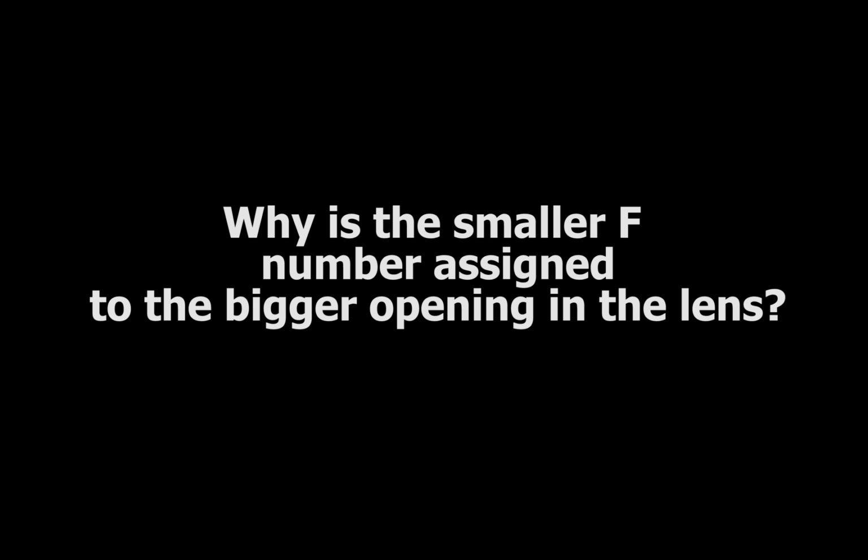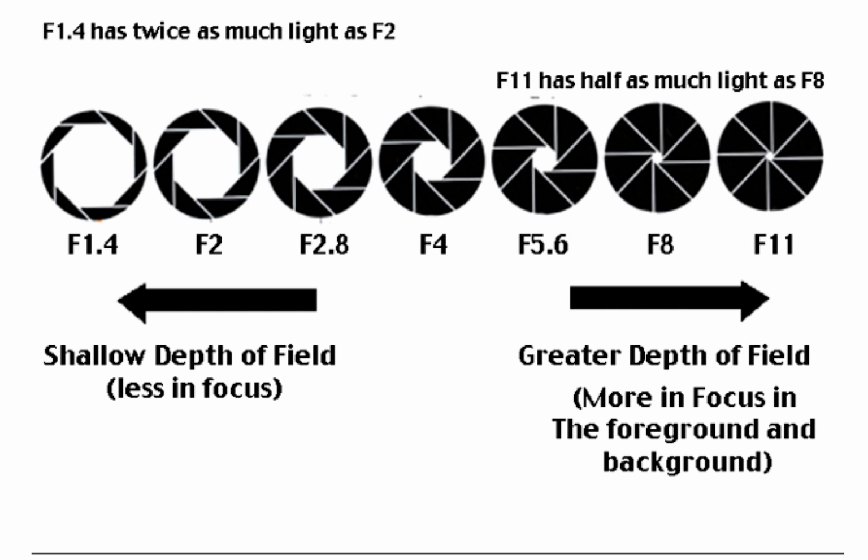Now, if you're wondering, why is the small opening assigned to the bigger number? Shouldn't the bigger opening have a bigger f number? So the thing to remember with aperture and depth of field is that it's a ratio. And you may have picked this up from one of the other videos, but it's a ratio of the focal length of the lens to the size of the opening in the lens.